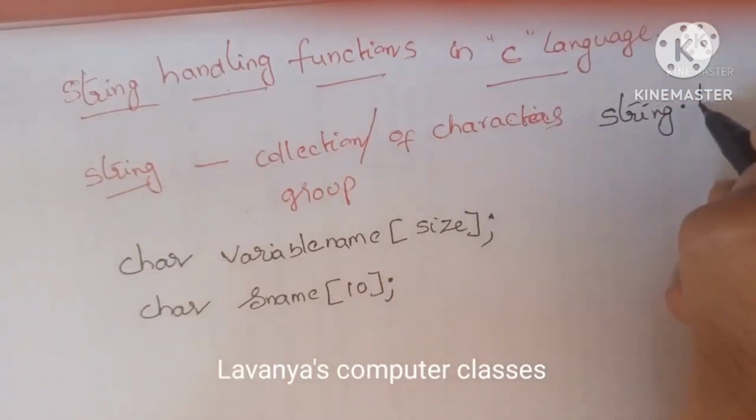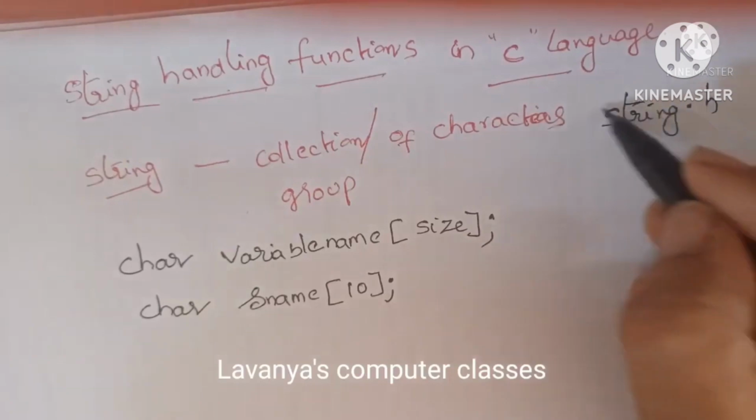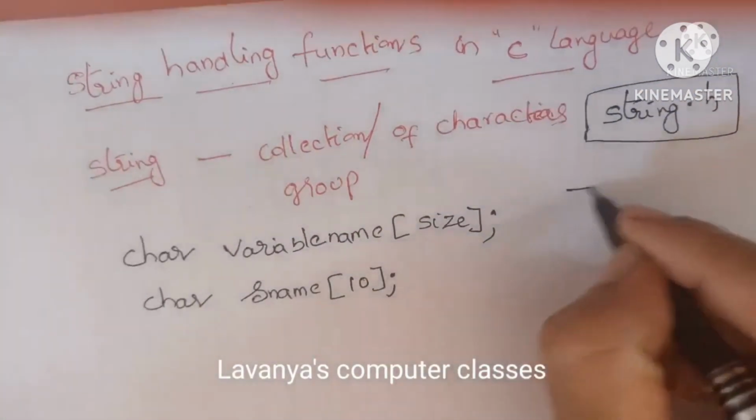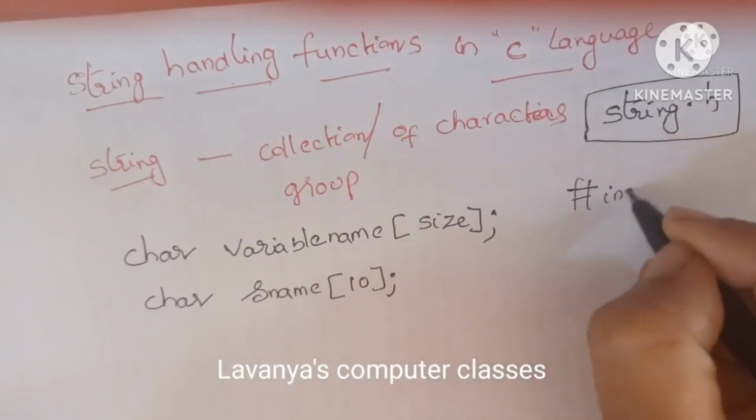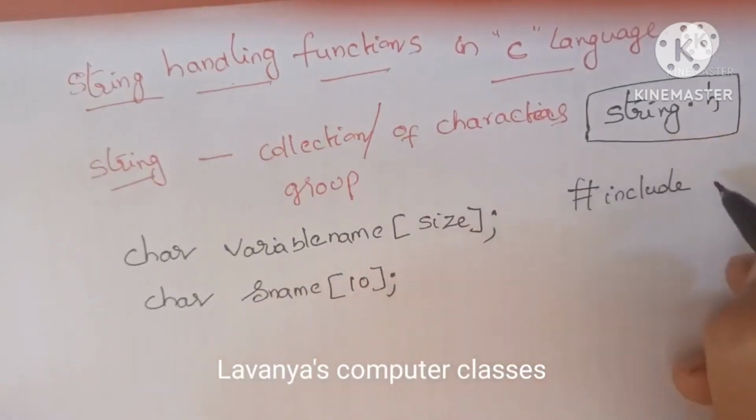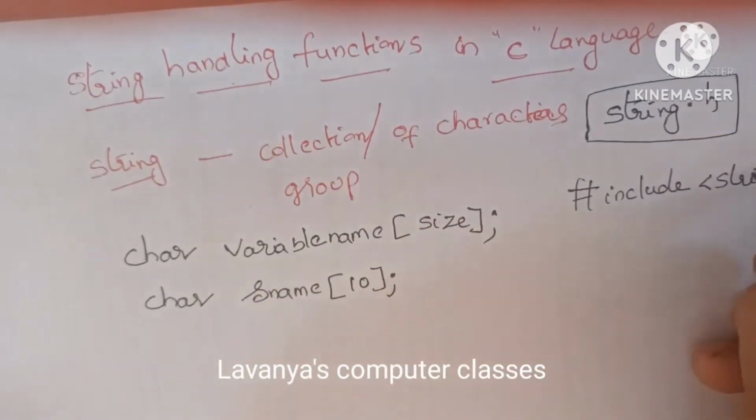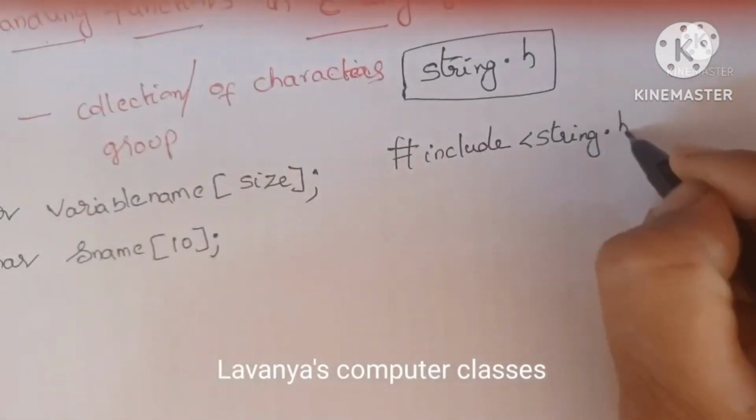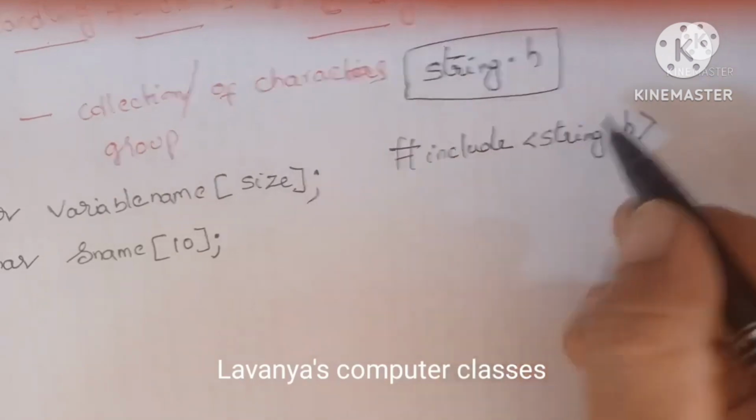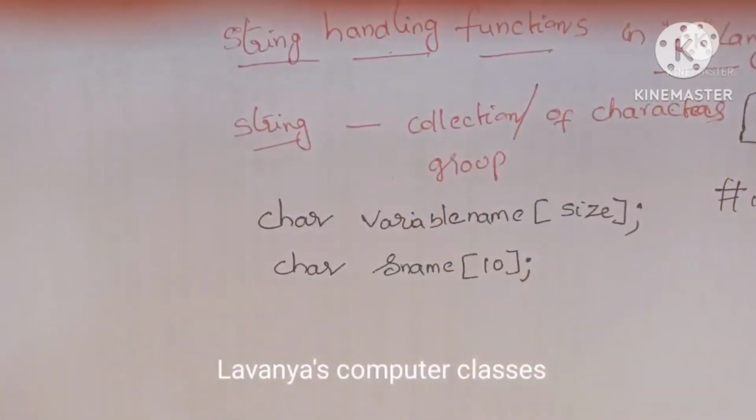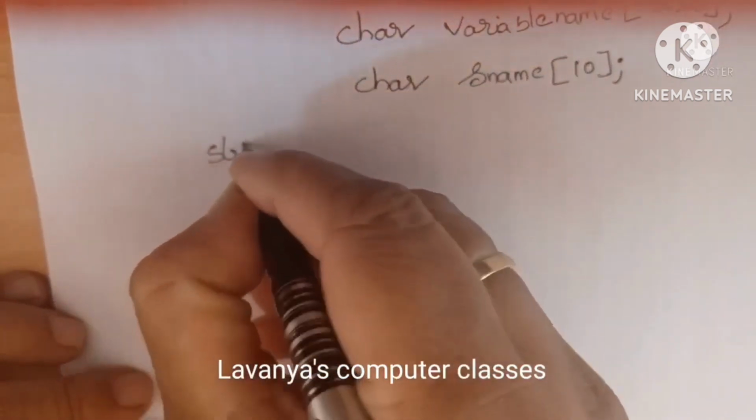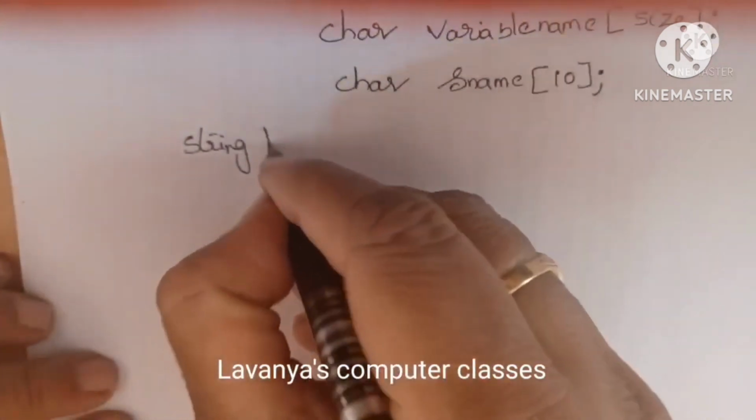For handling string handling functions, we have to include one header file that is called string.h. Without including this file, if you are using string handling functions, they are not at all working. So you have to include #include <string.h>, then only it is possible to use string handling functions. Now I will give some string handling functions.